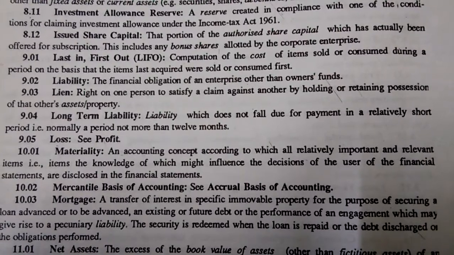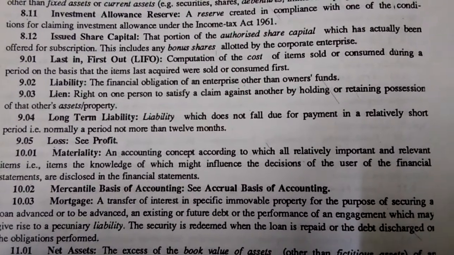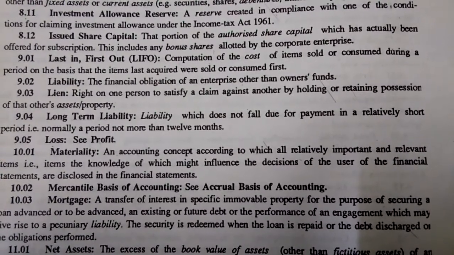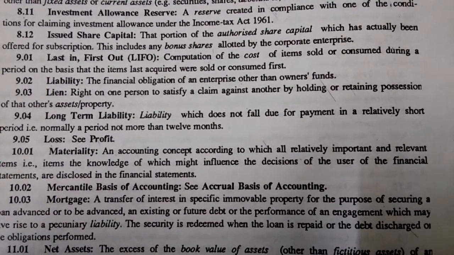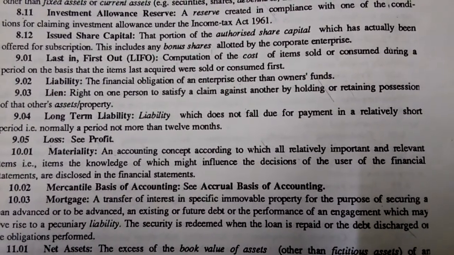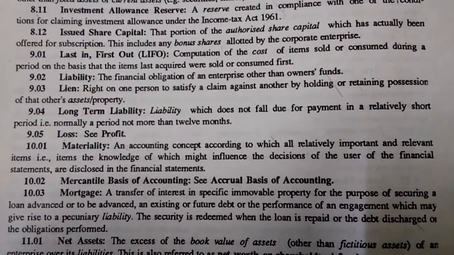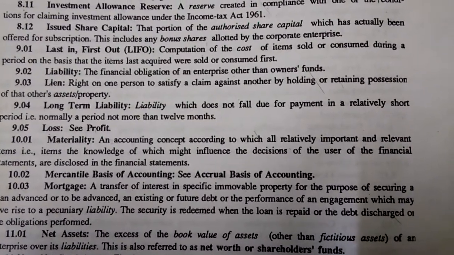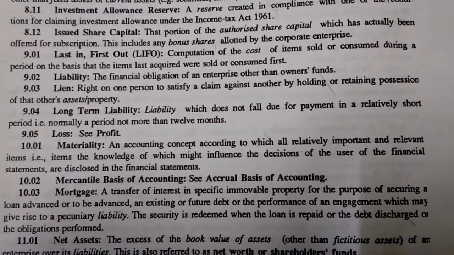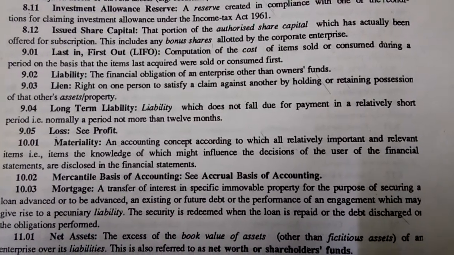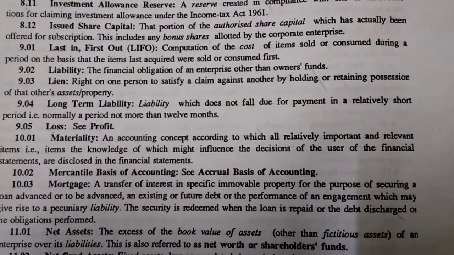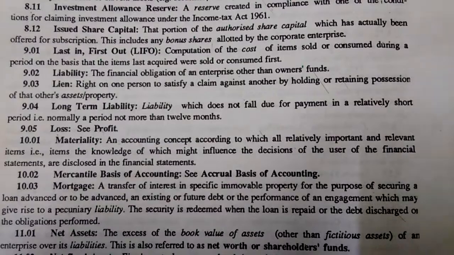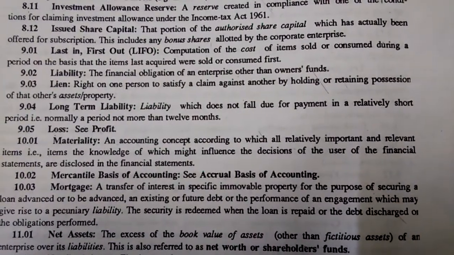Loss, if expenses are heavy and incomes are very low, the difference between them is called loss. Materiality, an accounting concept according to which all relatively important and relevant items, the knowledge of which might influence the decisions of the user of the financial statements, are disclosed in the financial statements.